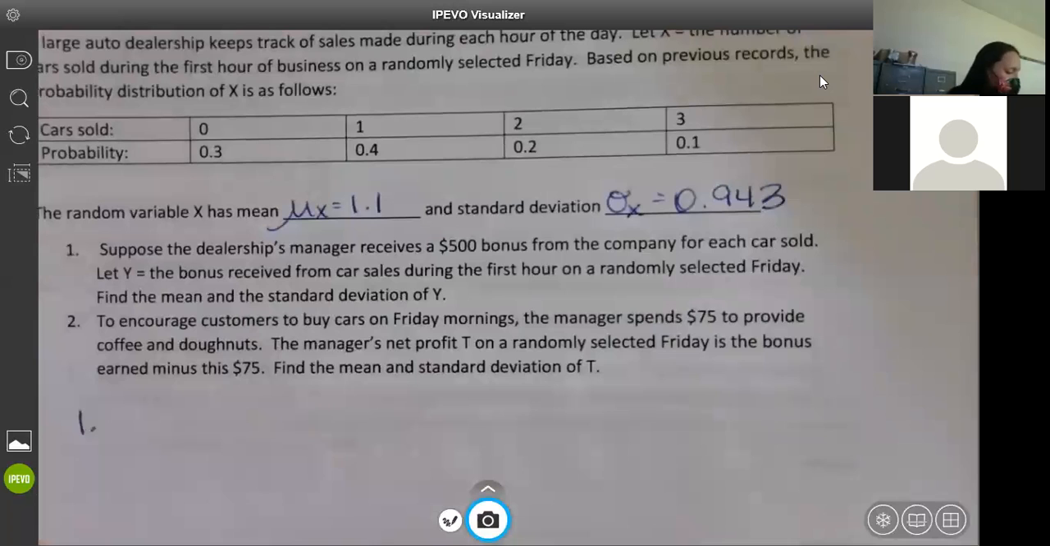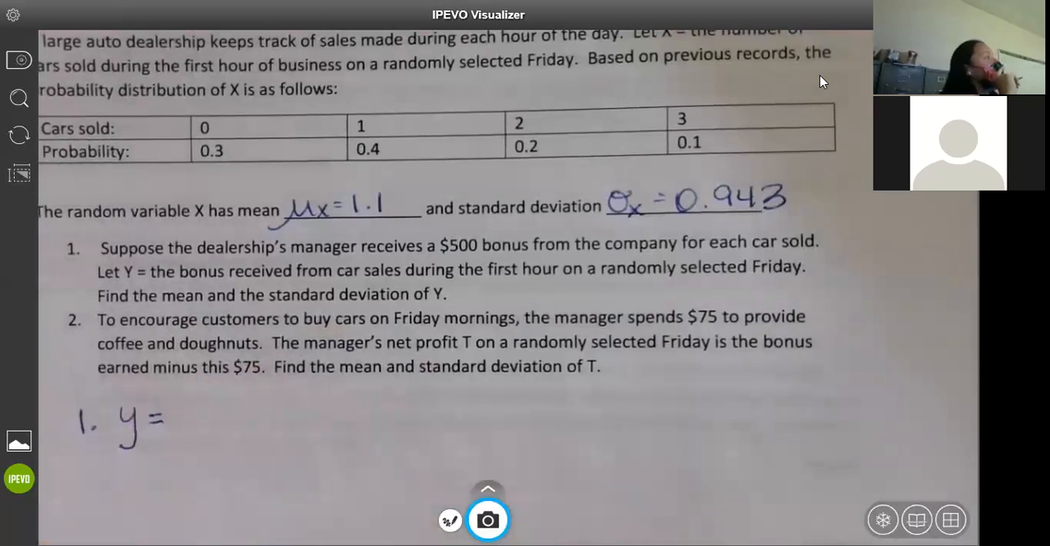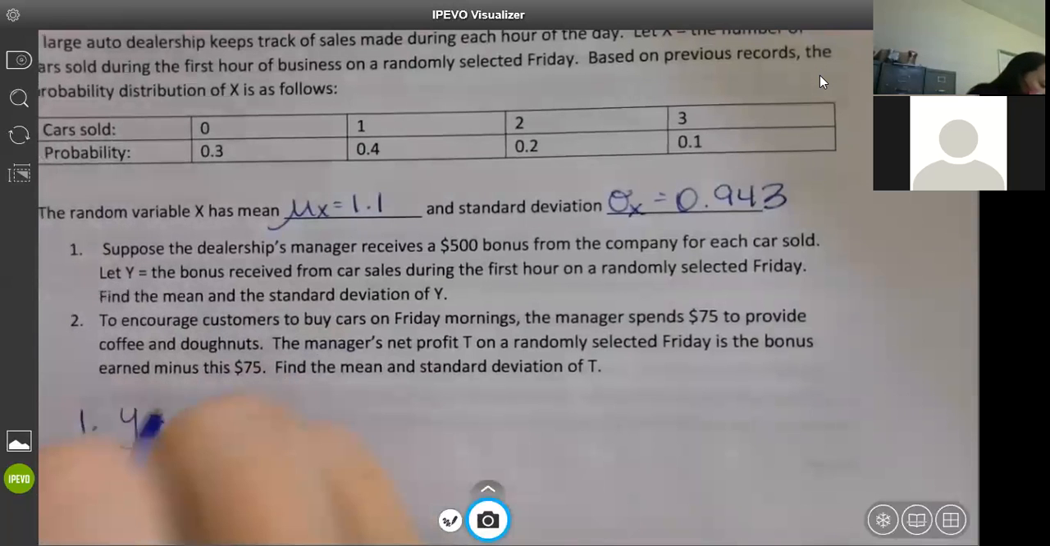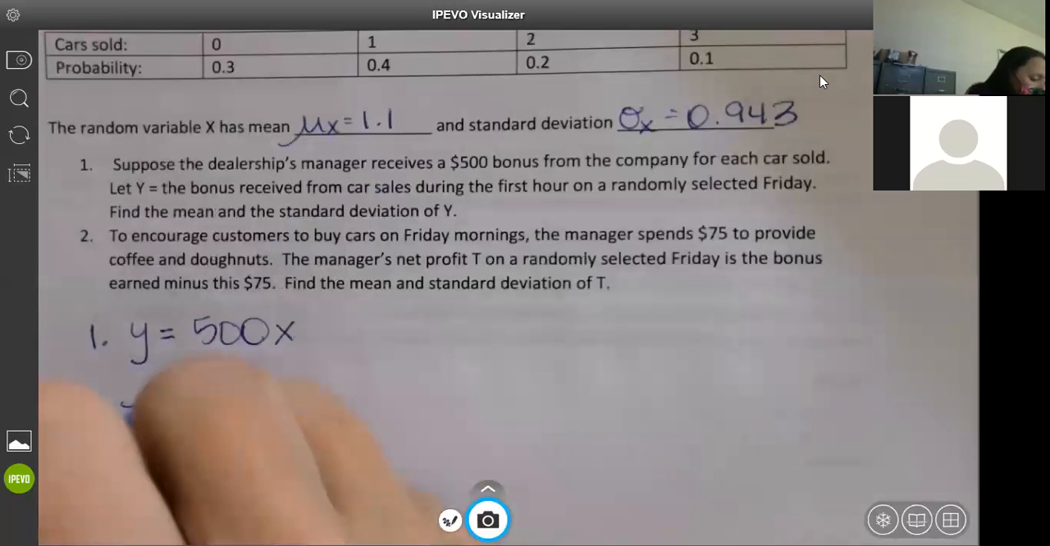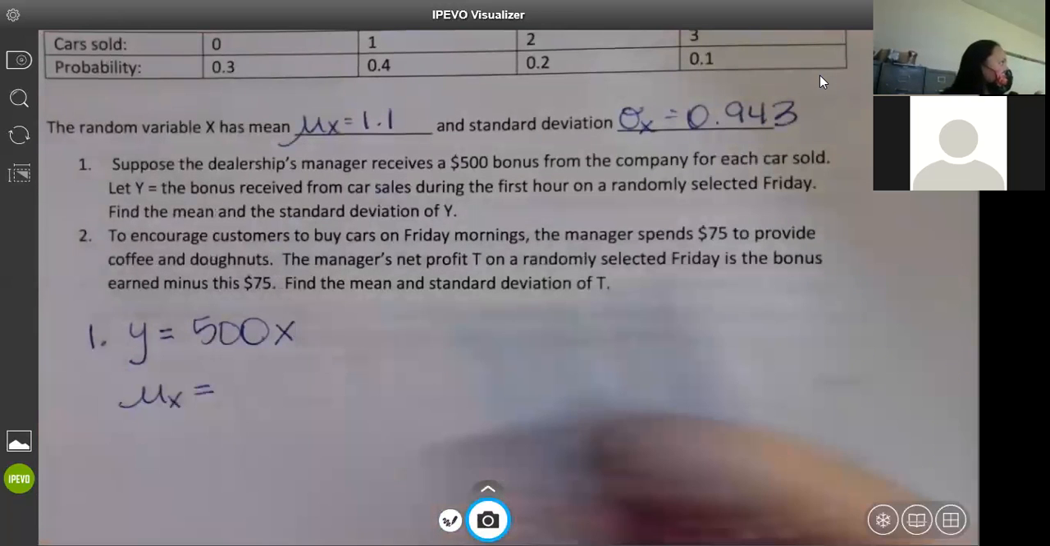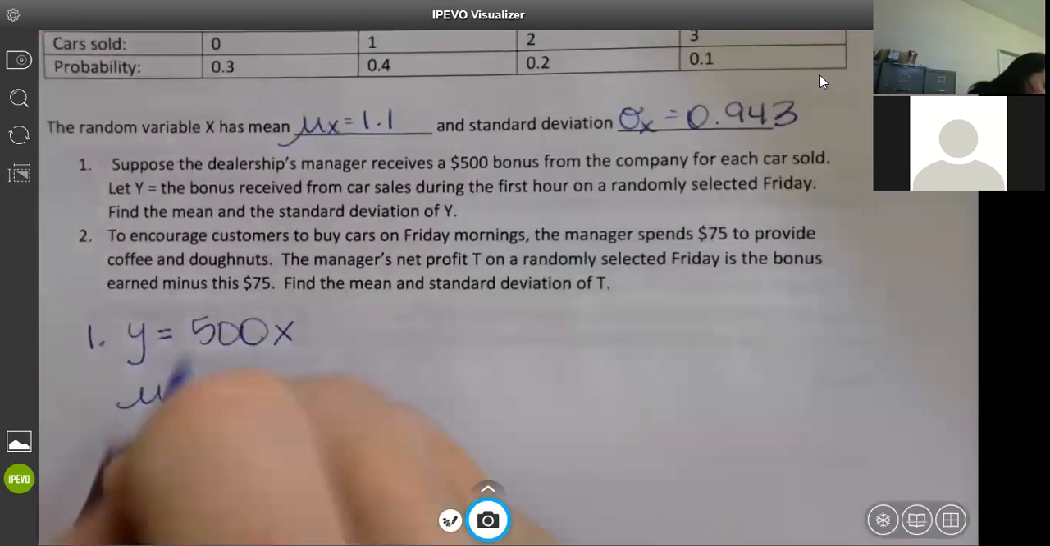So what are we doing? First of all, we're looking for Y. What are we doing to it? Because he receives 500 for each car. 500 per car, right? Okay. So then how would I find the mean? We are multiplying. So is mean affected by multiplication? Yeah, it's affected by everything, right? So we're going to do all the calculations, 500.